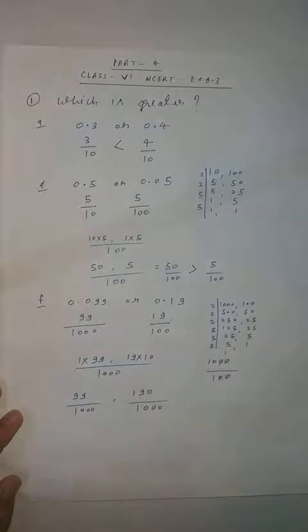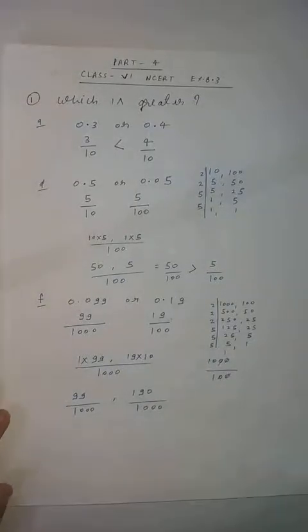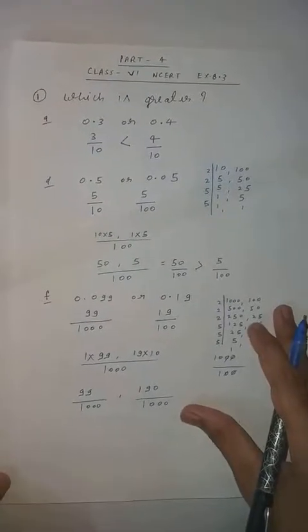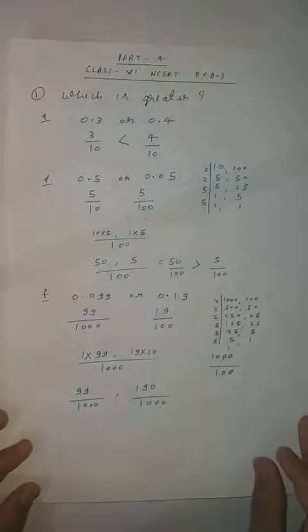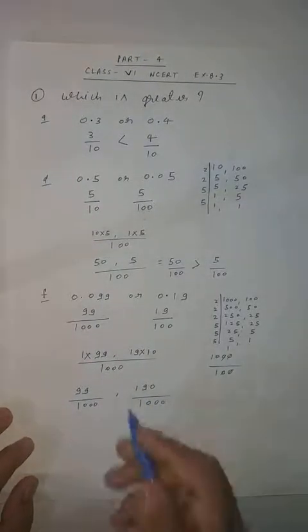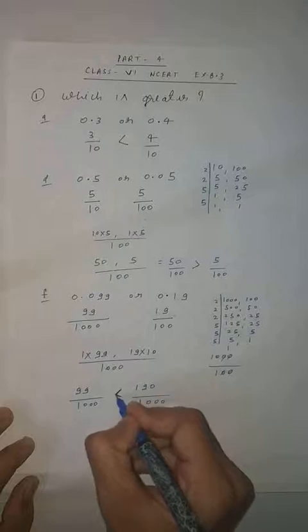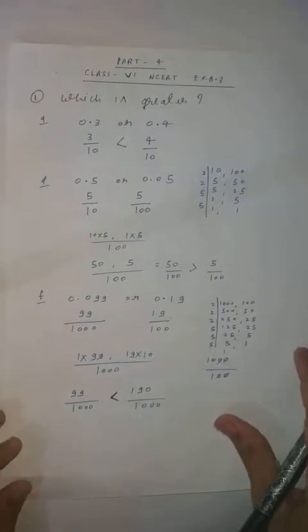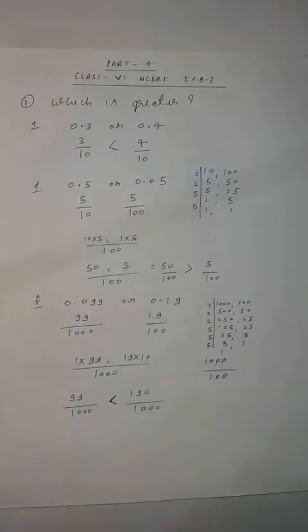Now you can easily see student that the denominator is the same, because in both there is 1000. Clear? Now you can easily say which one is greater: 99 or 190. So you can say sir, 190 upon 1000 is greater than 99 upon 1000. Clear student? So I think clear. Let us take another example. Now students, take another example.